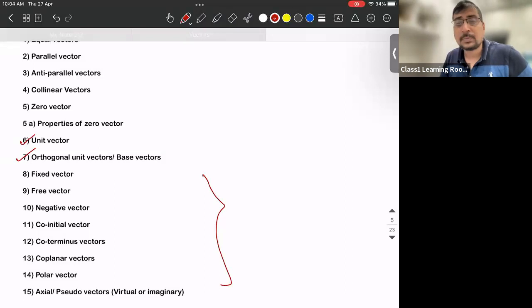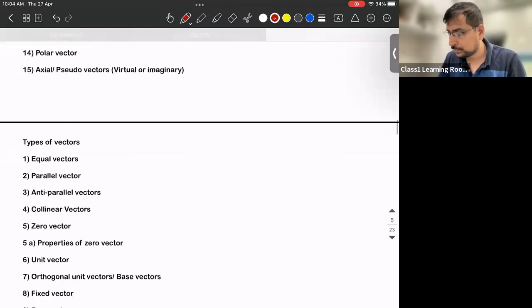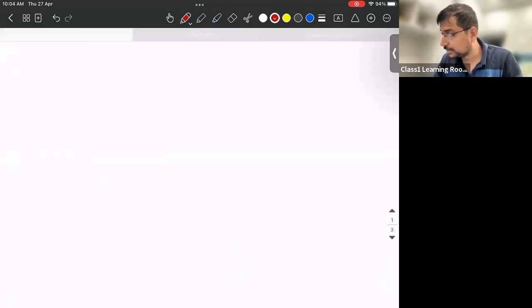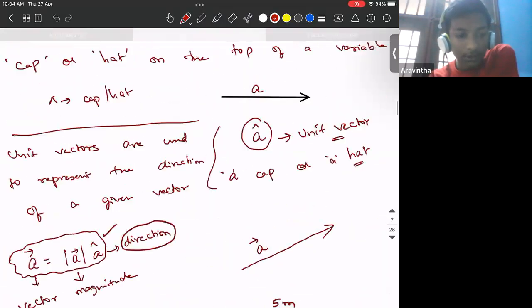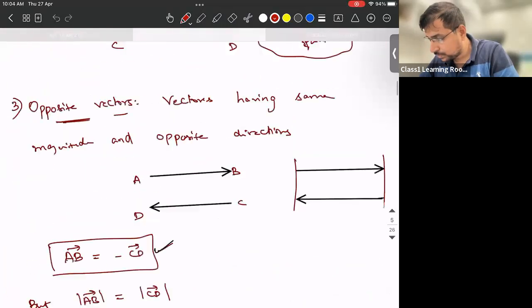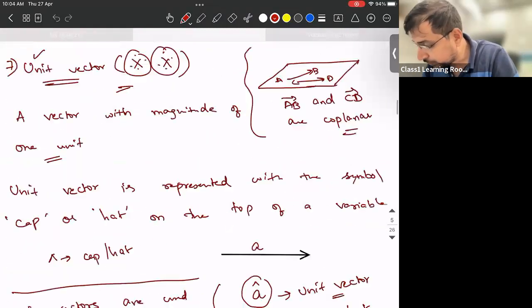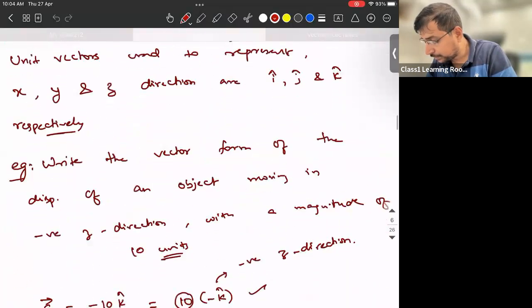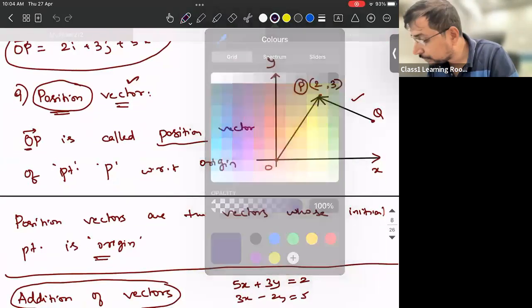The next one I'm going to explain is something very important again, which is called position vector. Have you heard this term? I've heard, but I don't know what it is. Okay. So we have seen parallel and opposite vectors, anti-parallel vectors, coplanar, unit vector, and orthogonal unit vectors. So here comes the next concept, that is position vector.